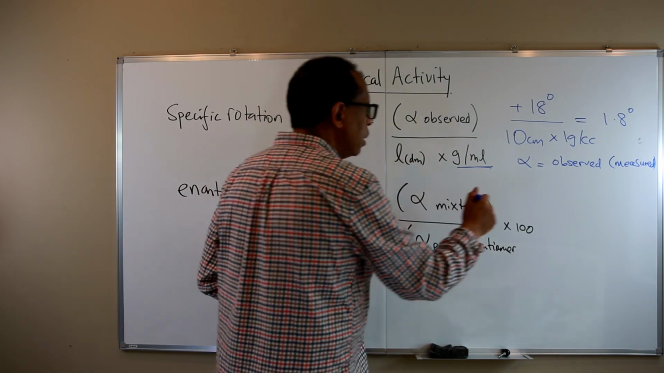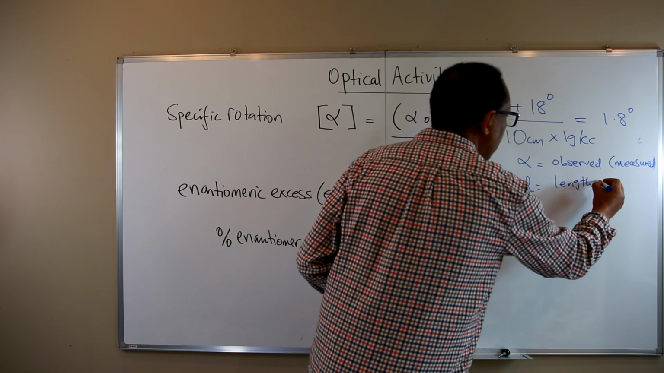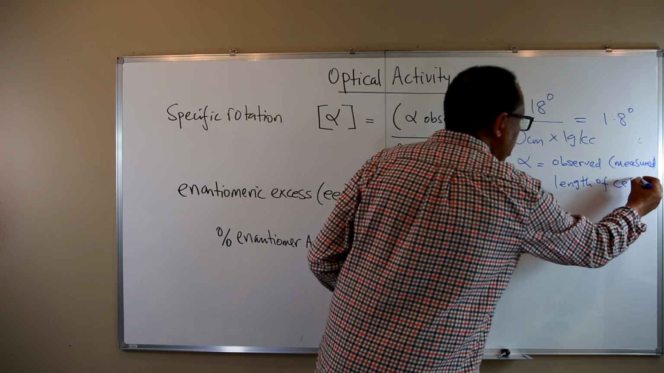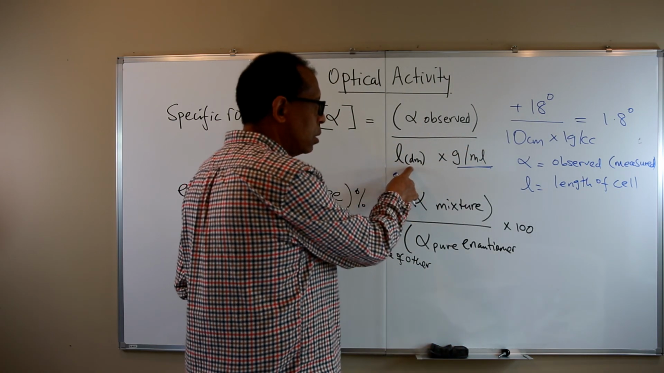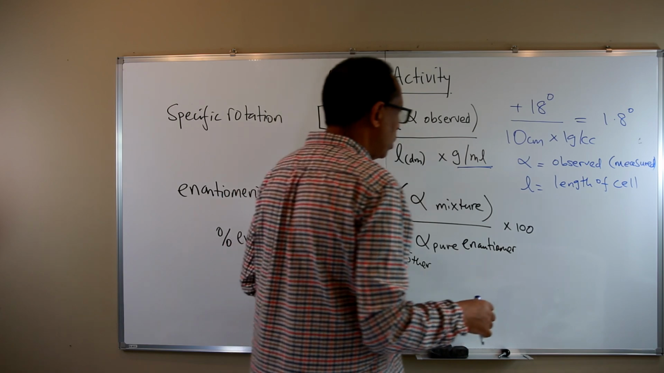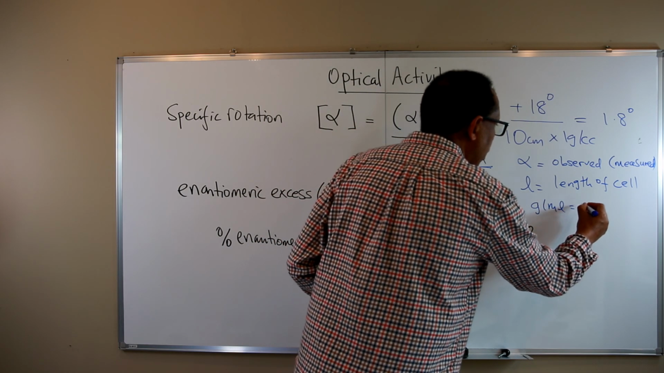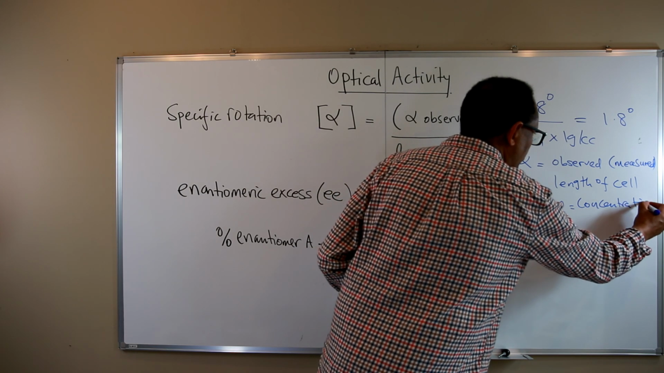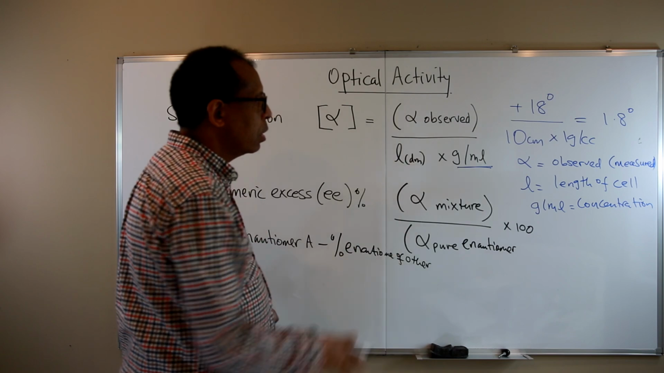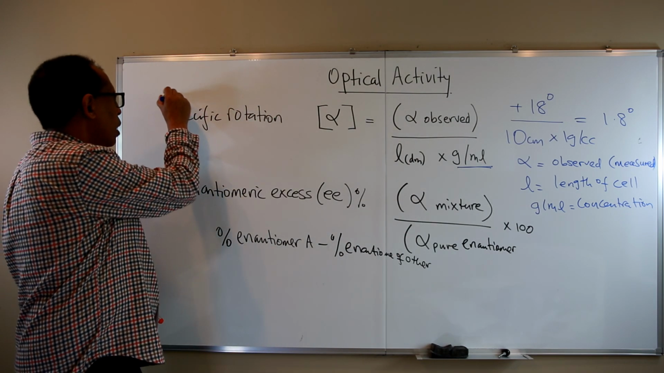And L is the length of the cell. That's what you measure your sample in. Usually it is 1 decimeter, which is 10 centimeters. Grams per ml is the concentration of your sample. By that you can just calculate what the specific rotation is for that sample.